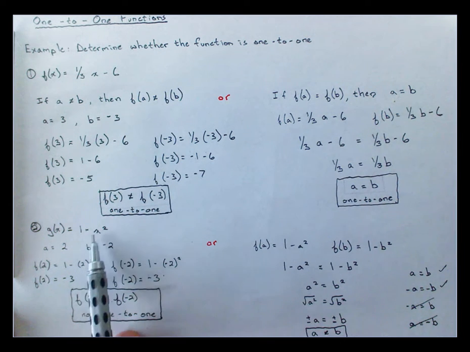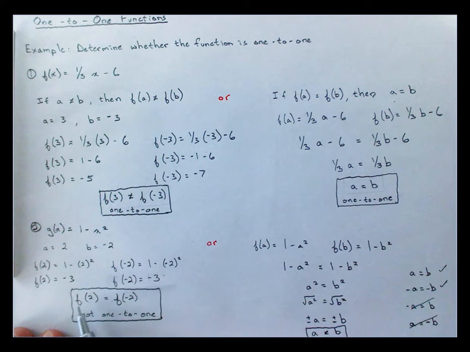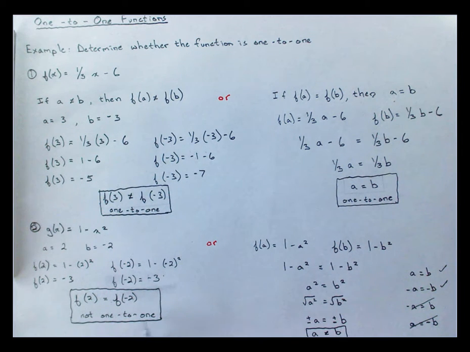And this should make sense. This is a quadratic. This is going to graph as a parabola. So f of 2 equals f of -2. That's saying f of a equals f of b. Therefore, not a one-to-one relationship. And here, this may help looking at this right here.